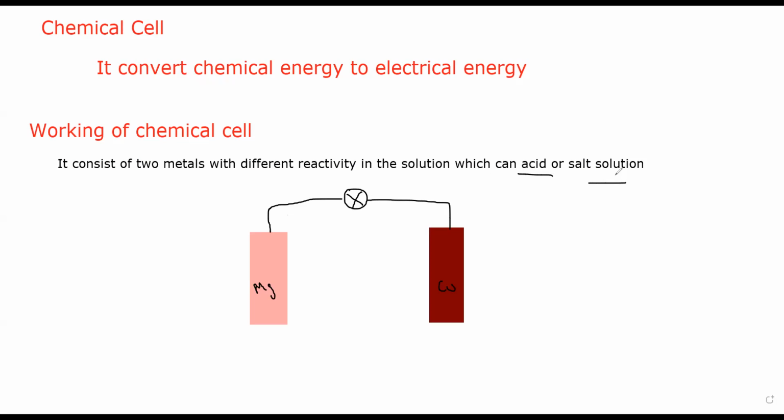Both ways it works. Sometimes we use the acid, sometimes we use the salt, but the working does not change. So for example, if you are using aqueous hydrochloric acid, this is dipped in acid right now. The example can be any acid. If hydrochloric acid, it contains hydrogen ion and chloride ion, and all the acids are aqueous. Aqueous means they contain water as well. So H+ ion and OH- ion.